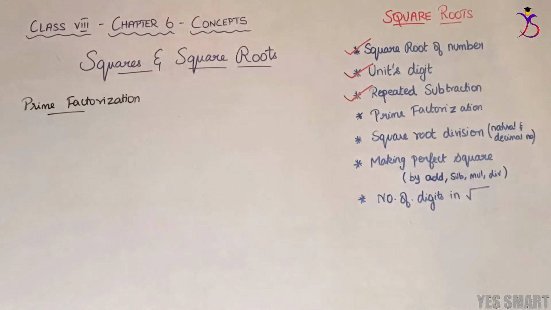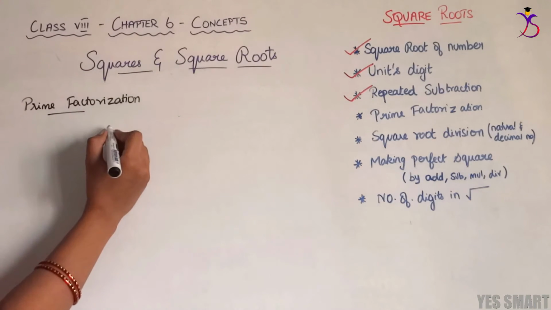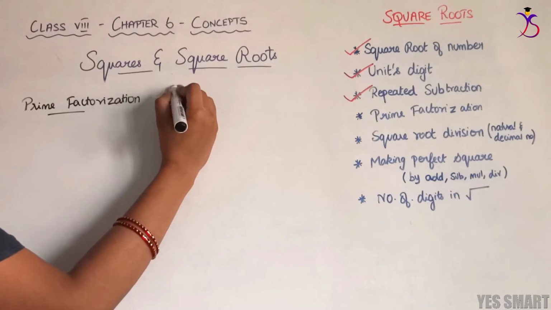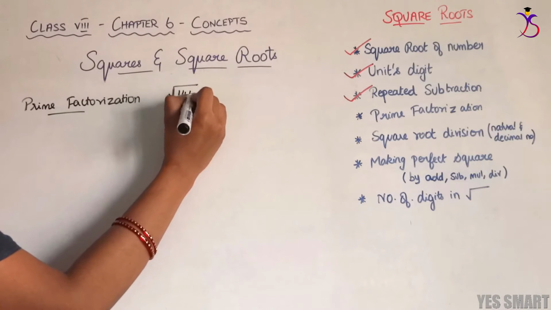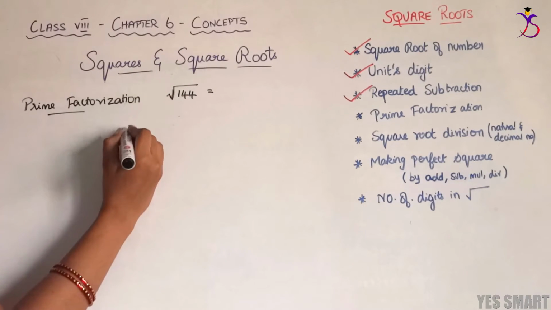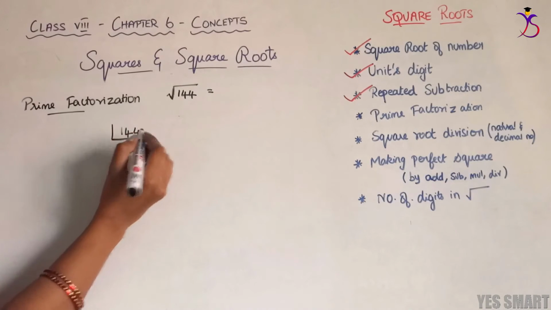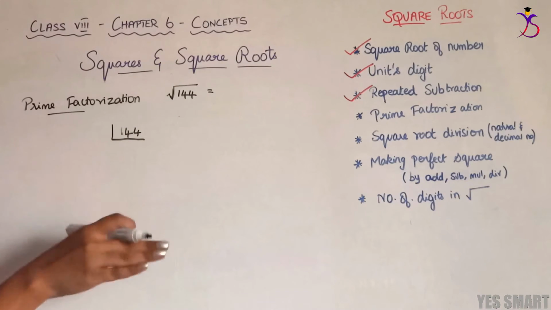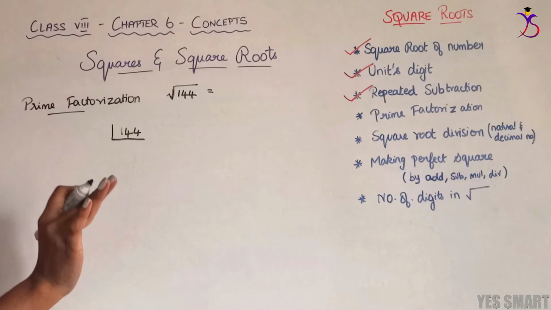Now the next method is prime factorization, which is a very important and most frequently used method. So let's look into how we can find a square root of a number by prime factorization. Let's take the example of square root of 144. So we will do the prime factorization. We already knew how to do a prime factorization. We have studied that in our lower grades. We can divide this number with any prime number. It can be 2, 3 or 5, any numbers. So I'm just starting with 2.